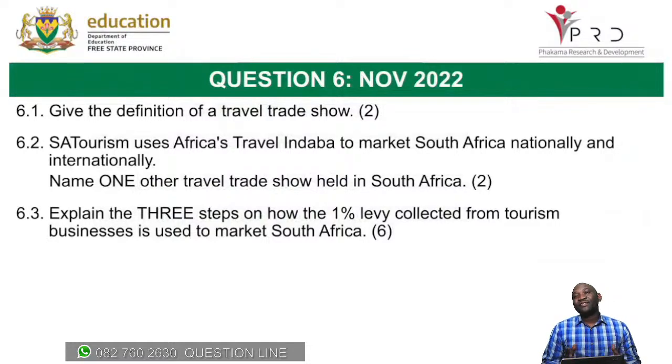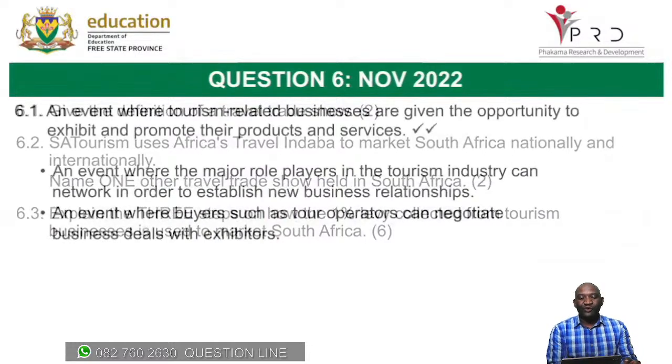Right, so the only thing that they didn't ask us about here is to name the places where South Africa is marketed internationally and some other roles or duties of SA Tourism. But in a nutshell, most of the stuff that I told you the examiners would be looking for, they've actually asked here. Right, so how did you define a trade show?